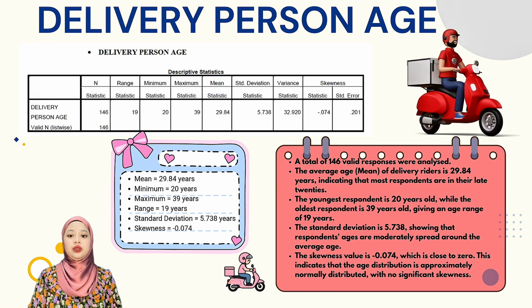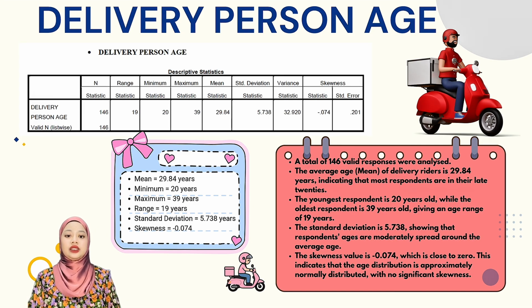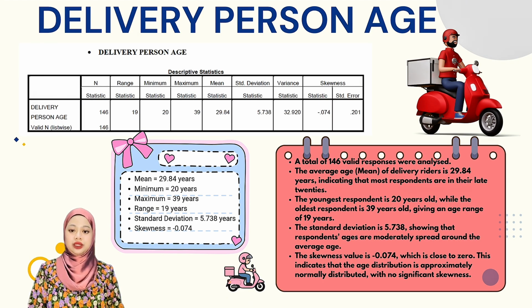The skewness value is negative 0.074, which is very close to 0. This means the age distribution is approximately normal and does not show any significant skewness. Overall, the results suggest most delivery riders are young adults between 20 and 39 years old. So, I will pass the presentation to Cik Nurul Faizzah.